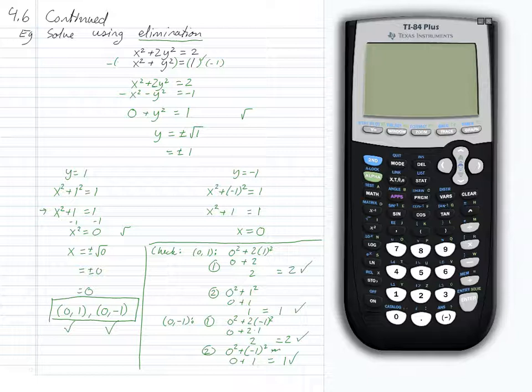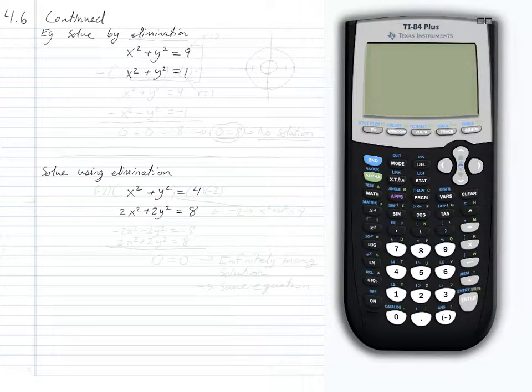Now, elimination, as we said, would not have worked if we had x squareds and x's in one of these equations, but not the other. So we have to have all of the same components in our equations in order to stack them in this way and get one variable to eliminate. So elimination is useful and relatively nice, but not always appropriate now that we're dealing with systems of nonlinear equations.